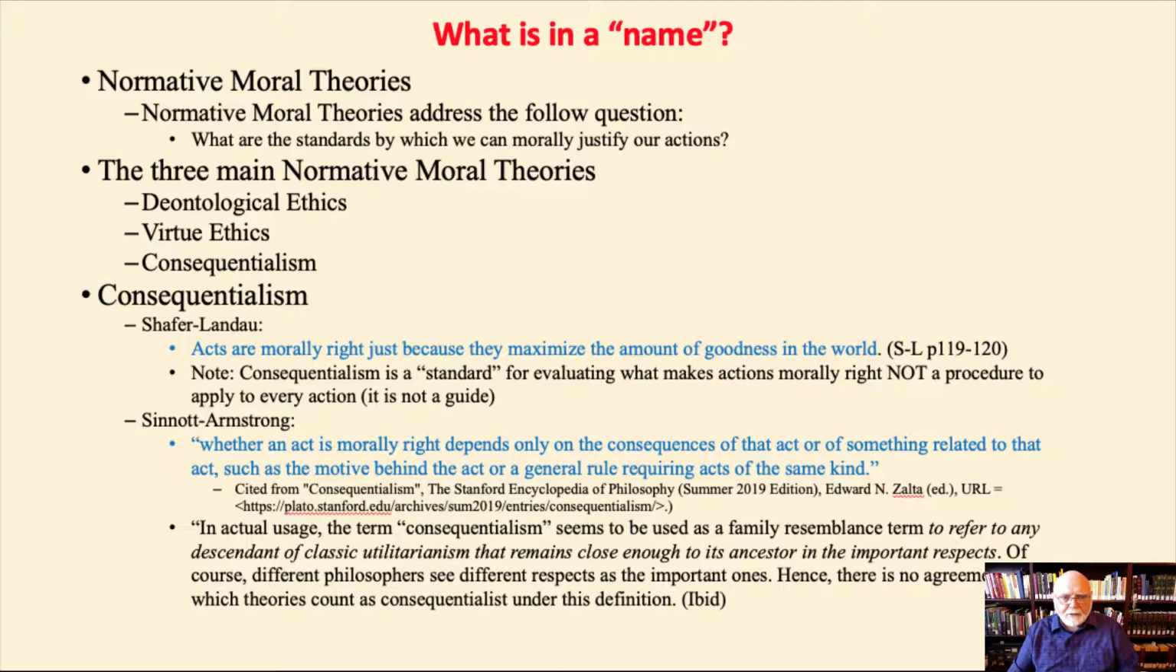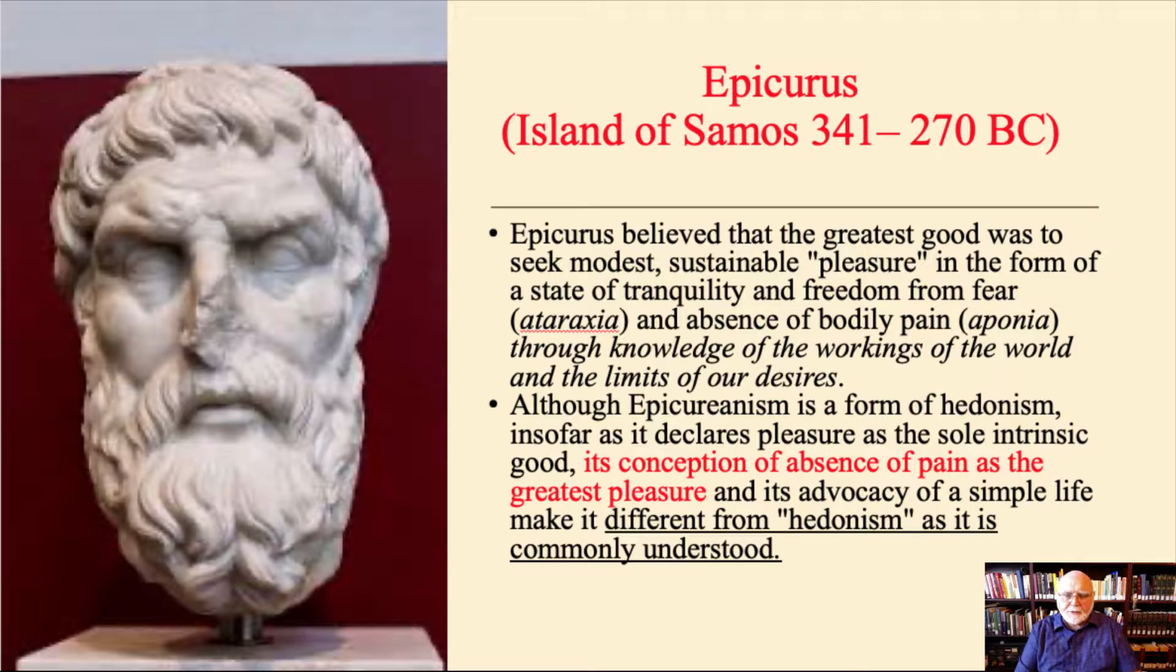It'll become clearer when we look at all the various theories and come home. But the bottom line is, as you see, Sinnott-Armstrong's first clause is, whether an act is morally right depends only on the consequences of that act. And that's really quite significant. All right, let's look at some of the major contributors.